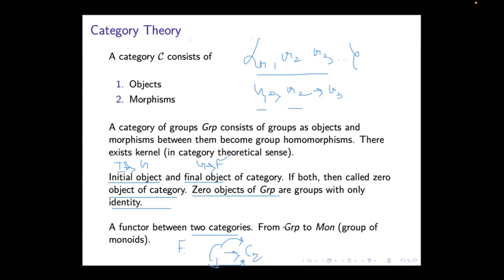All right. So there exist categories like groups that we studied, but there also exist the category of monoids, category of topological spaces, and category of sets. So there always exists a forgetful functor from groups to monoids or groups to sets.